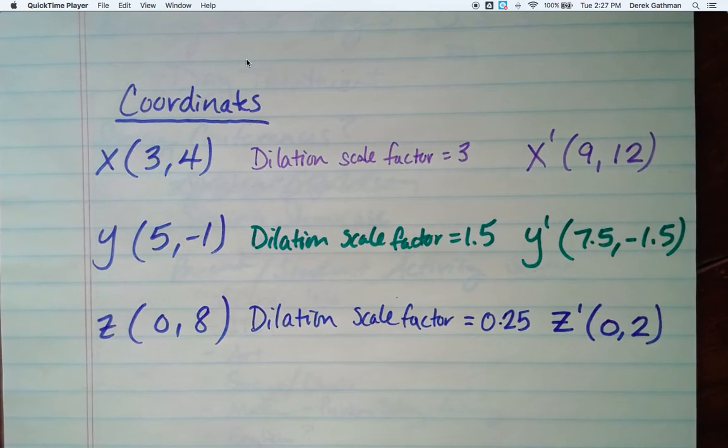So dilations are pretty straightforward. We're just multiplying our coordinates by the scale factors, and if it's a reduction, our new image is going to be smaller, and if our scale factor is greater than 1, it's going to be an enlargement, and our new image will be larger than the pre-image. So pretty straightforward here with similarity transformations. Our shapes are now similar instead of congruent.